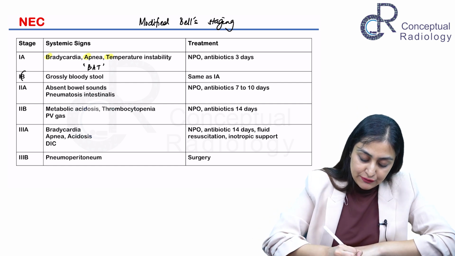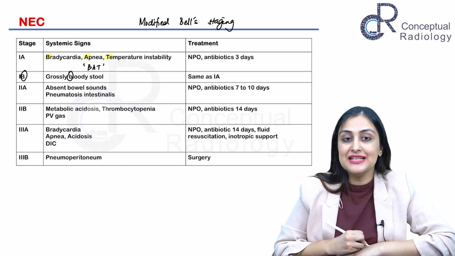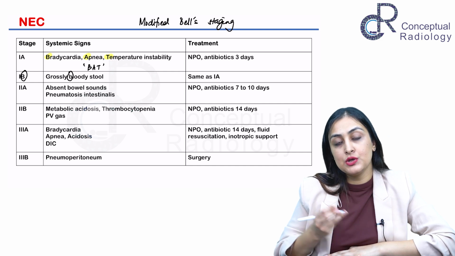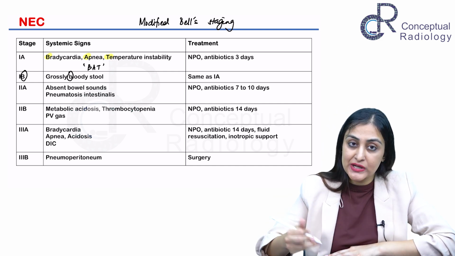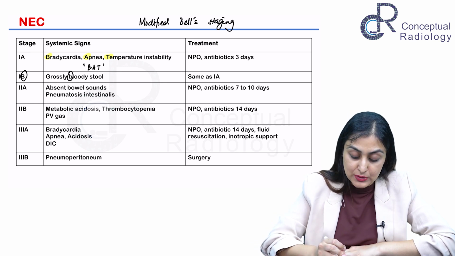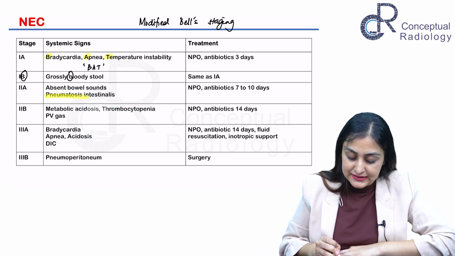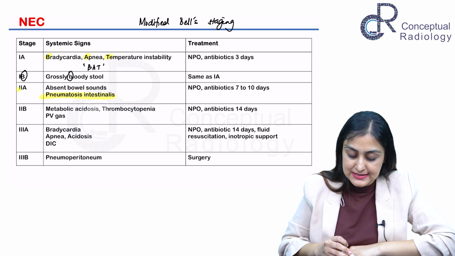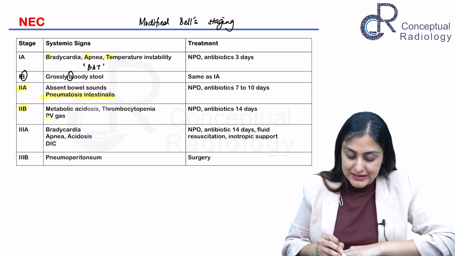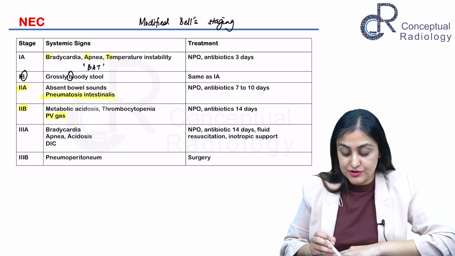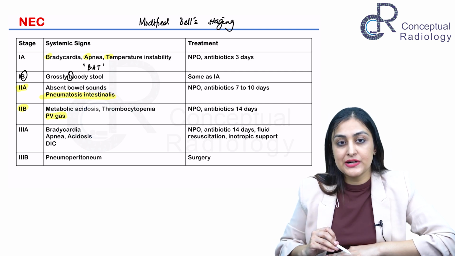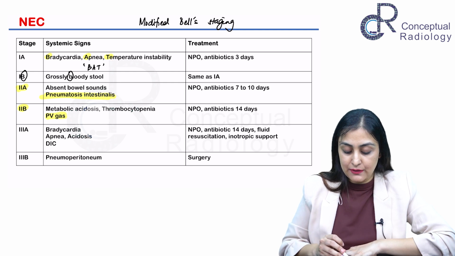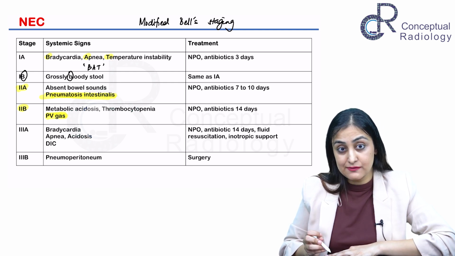1B, B for bloody stools, right? So 1B, you start to have bloody stools. Going to stage 2 is when the radiological signs start to appear. So you start to have dilatation and pneumatosis in stage 2A, and 2B is portal venous gas in addition to acidosis and thrombocytopenia. So again, conservative management at this point, but you can now remember radiological signs are evolving.